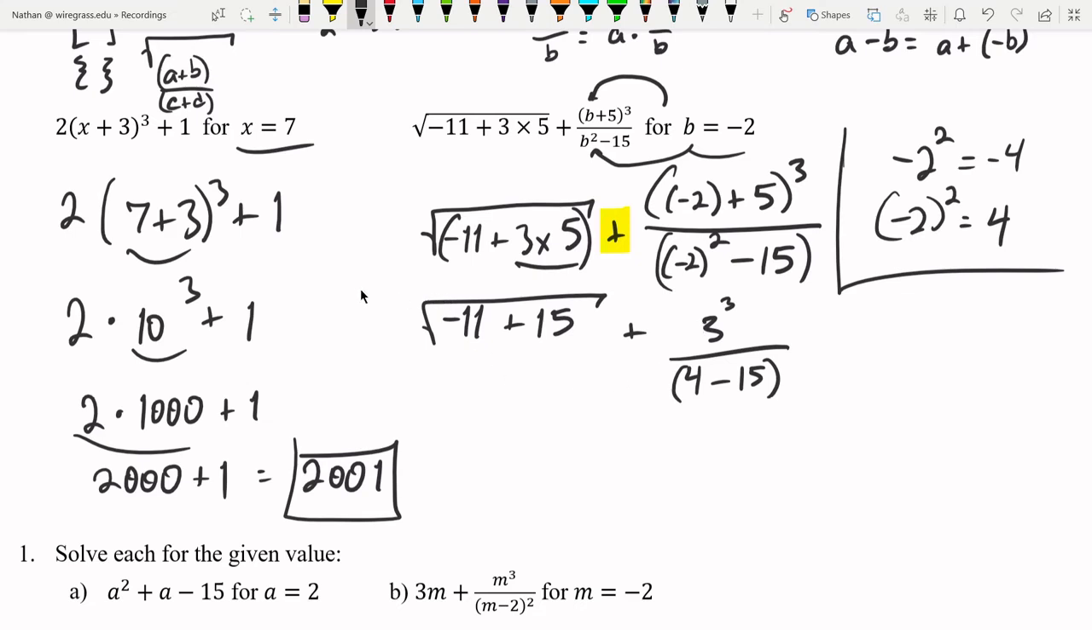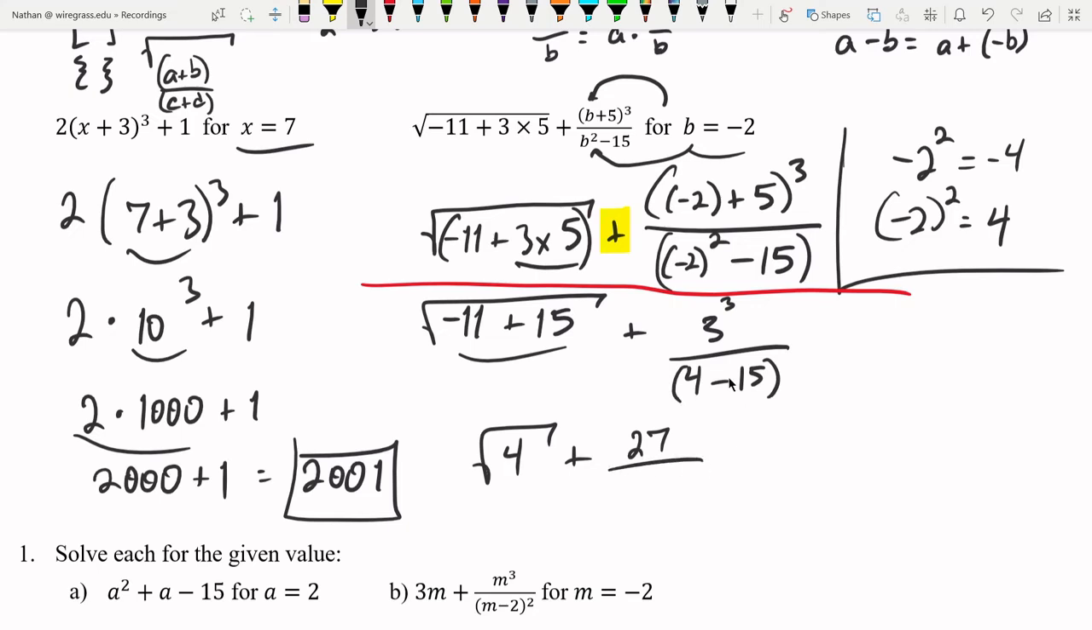Okay. Let me make some kind of marker here since I didn't give myself enough room. I can simplify this up underneath the square root. Again, there's no interaction between these two things, so I might as well simplify that. -11 plus 15 is 4. And I do still have to simplify the numerator completely. 3 cubed is 27. And on bottom here, we have 4 minus 15.